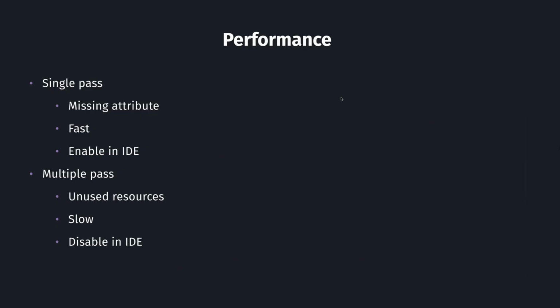This is because unused resources needs multiple passes. In the first pass, it needs to know what are the resources available in your app. In the second pass, it would go through the different files, searching for the usages of these, and that's how it can figure out if certain resources are being used or not. And since this is an iterative approach, it can be slow, and hence it's disabled in the IDE. If you consider enabling this in the IDE, given that every time you write code this would be run and can be slow, you would get a very laggy performance.